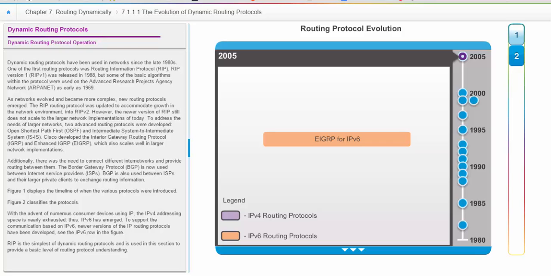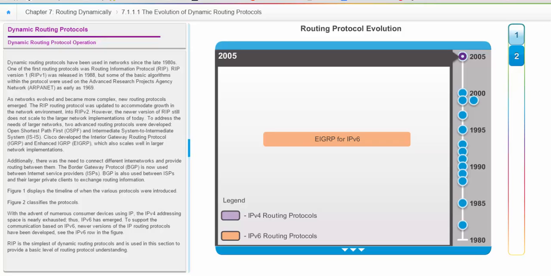There's RIP version 1 that was released in '88, but some of the basic algorithms within the protocol were used on the Advanced Research Projects Agency Network, or ARPANET, as early as '69, so it's been around a while. As networks have evolved, they've become more complex. Routing protocols have emerged to handle things better. The RIP routing protocol has been updated to RIP v2. However, the newer version of RIP still does not scale to large network implementations like we have today.